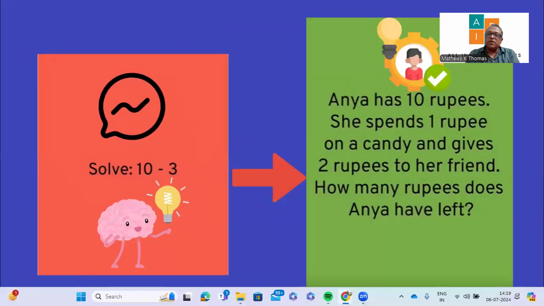So here on the left side, you have a direct question. It's a very basic question of probably class 1, class 2 level. Solve 10 minus 3. Okay, so that is a normal question. 10 minus 3, the child will subtract and write the answer as 7.